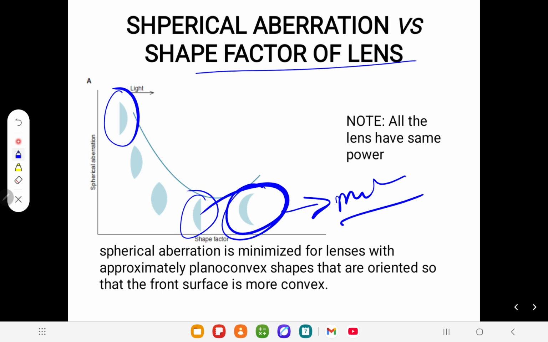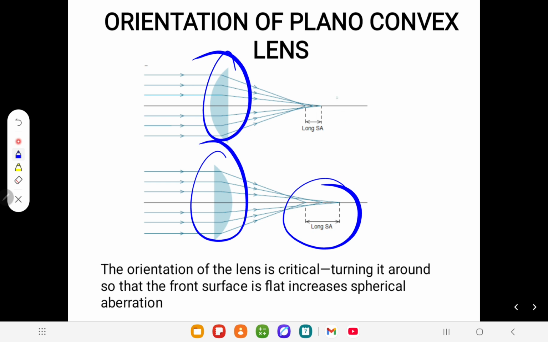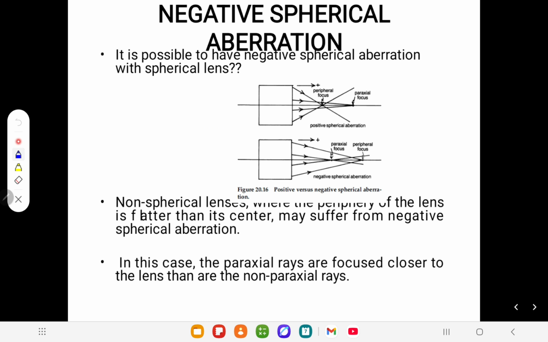In case of meniscus shape, spherical aberration basically reduces. Okay, so can you see this thing? Only flipping the lens means spherical aberration goes from this to this. It's so important that lens design is centrally important to controlling spherical aberration. So negative spherical aberration is possible with a spherical lens?